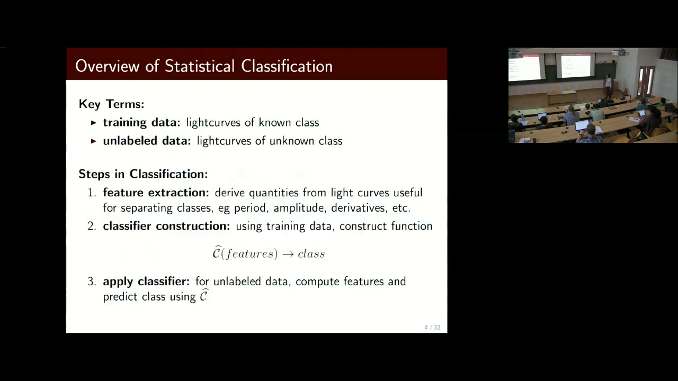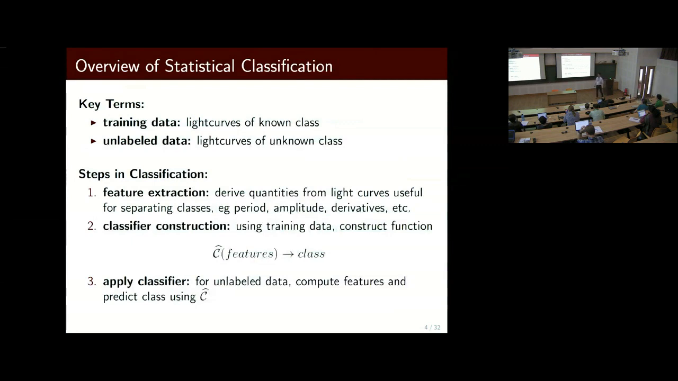So a little overview of terms that are used in the classification literature. There's training data. This would be light curves of known class. And there's unlabeled data. That's light curves of unknown class that we want to classify. And the steps in classification, there's first a feature extraction step where we derive quantities from light curves that we know are useful for separating classes. So these would be things like period, amplitude, or derivatives of light curves.